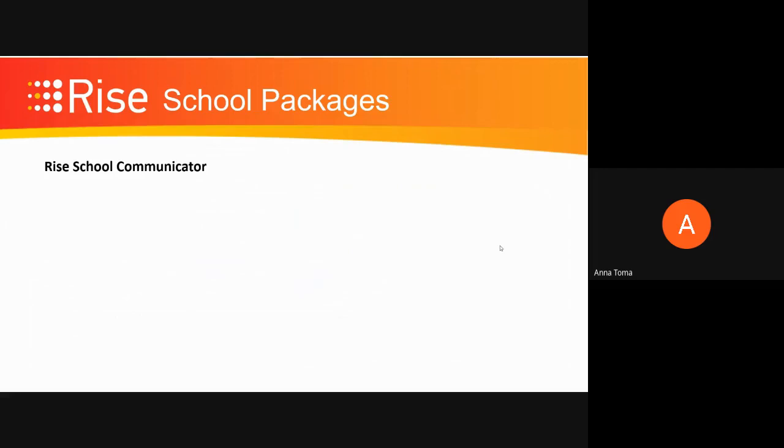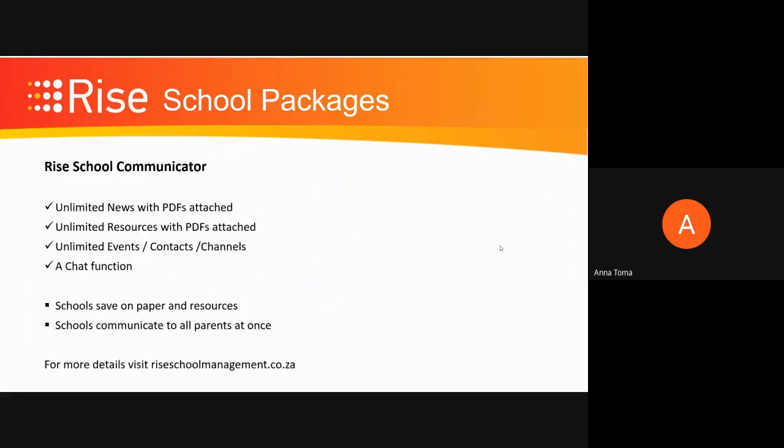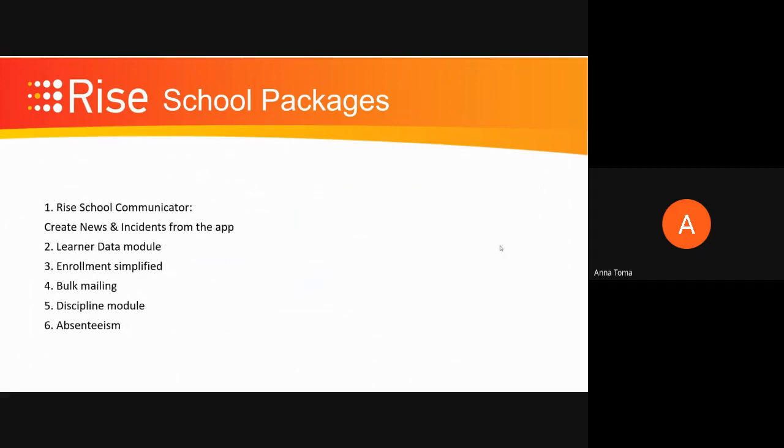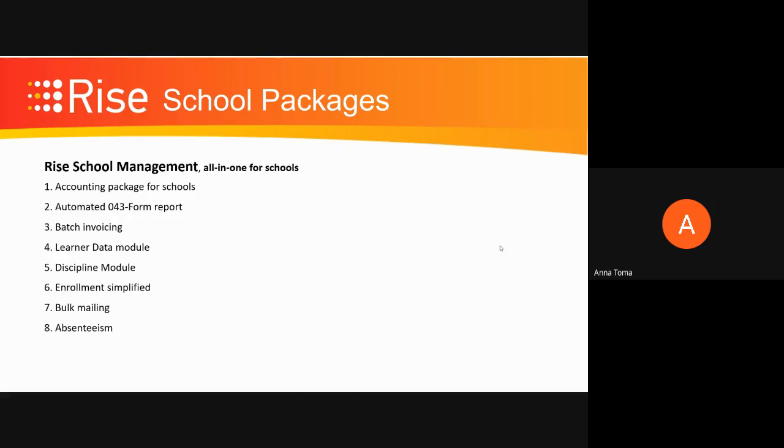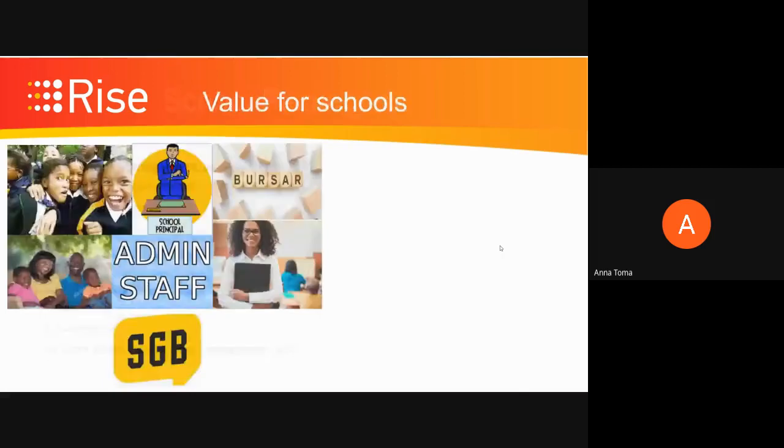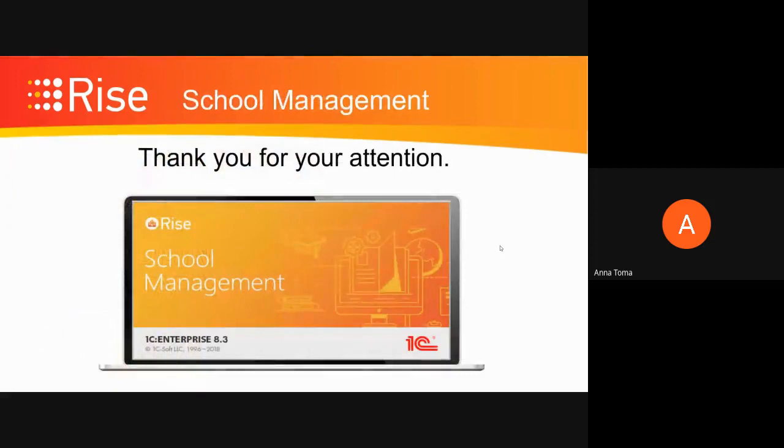So we have 3 packages. One is the communicator. And then the administration package, which includes the communicator, the learner data, the enrollments, the bulk mailing, the discipline, and the absenteeism. And we have the full package, which is all of that, plus the accounting package. Just to summarize, the system covers the needs for the learners, the principal, the bursar, and the admin staff, as well as the SGB and the parents. And thank you so much for your attention.